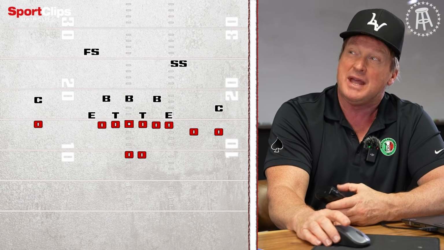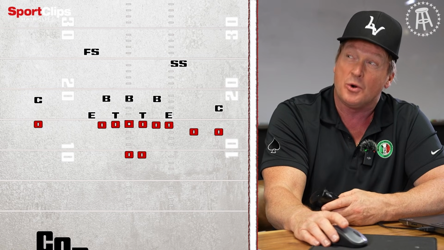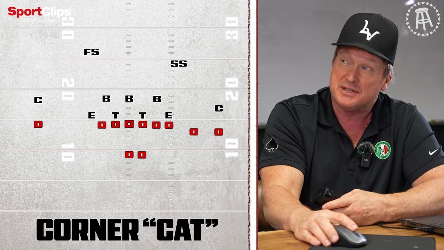The second one we have to talk about is a corner blitz, and we refer to this as a cat.